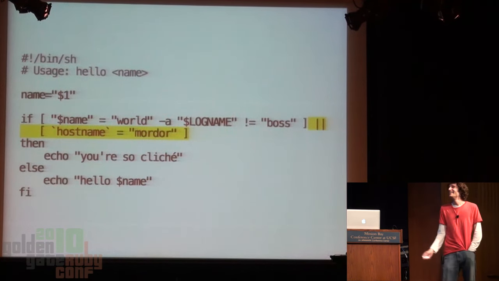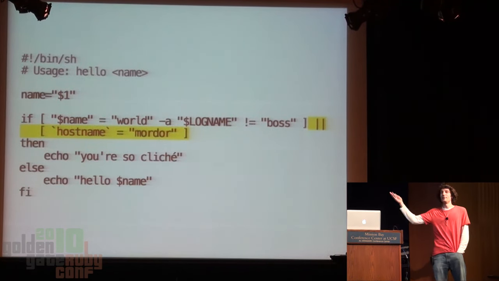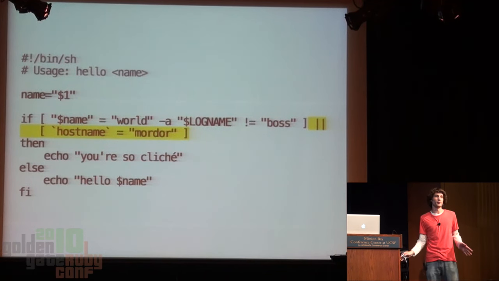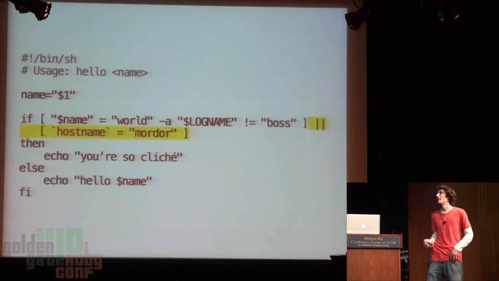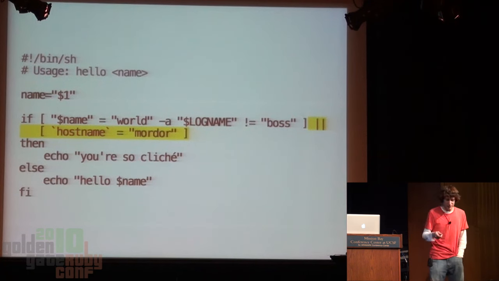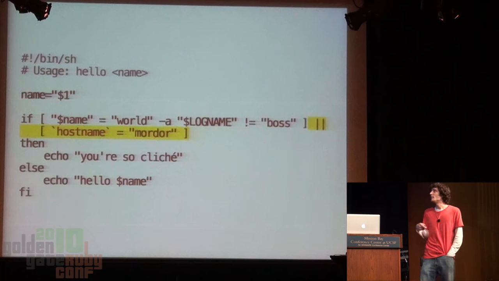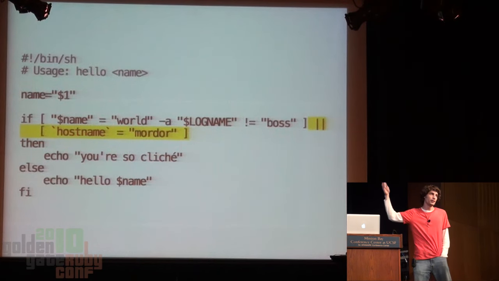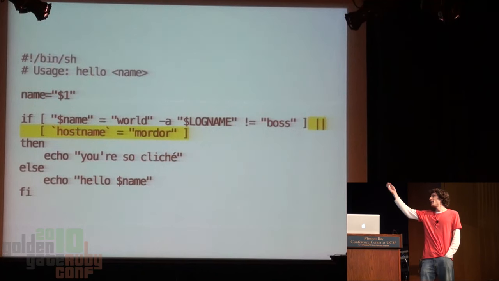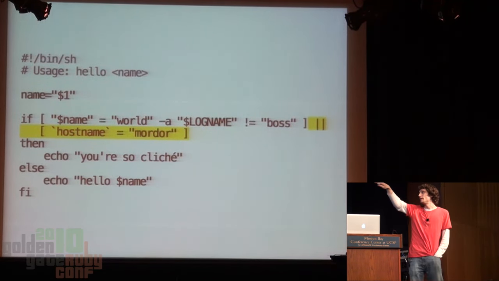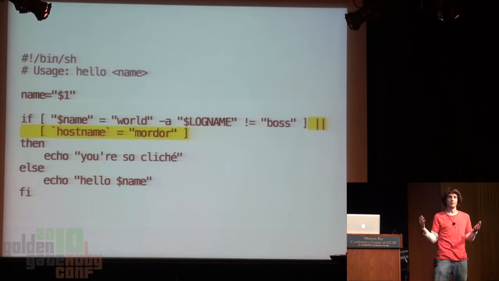Okay. But anyway, we want to add another thing: if your computer name is Mordor, then always call that person cliche, no matter what they put into this program. And here is where I start to get flaming mad about this language, because now we have an or that's totally different from the and. Now we have an and that's a dash A, and our or is this double bar thing. And not only that, but we have another new set of brackets.